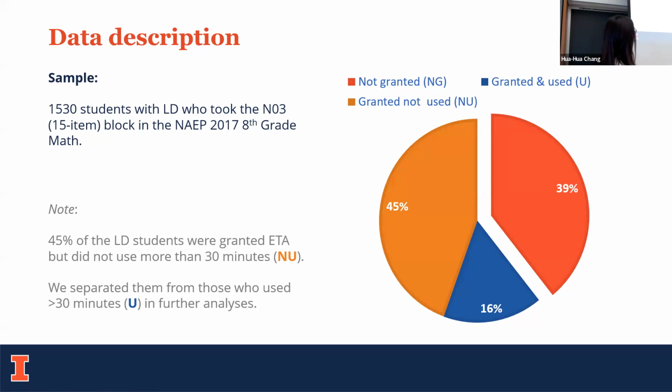And then there are the remaining 61% of students who were granted the extra time. So they took the 90-minute version of the test. However, it turns out that 45% of the students did not use the extra time, meaning that although they received the 90-minute version, they actually used 30 minutes. And we indicate these individuals by not used. So that's the orange group, NU. The remainder are the students who were granted extra time and actually utilized more than 30 minutes. So that's the blue group, about 16% of the sample, and we indicate that by granted and used, U.